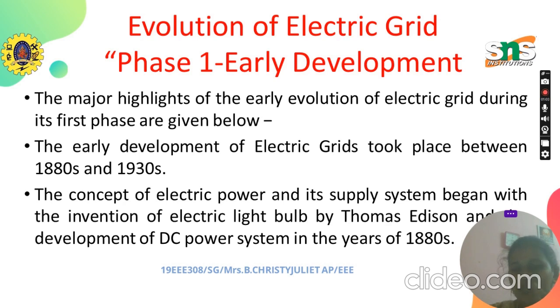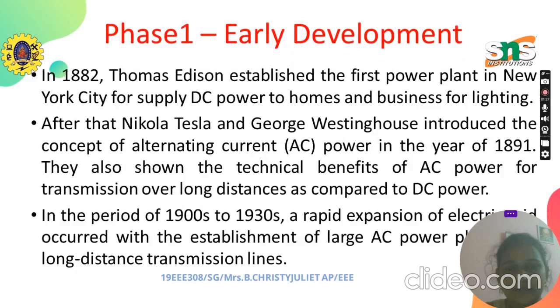Phase 1, which is the early development stage, took place between the 1880s and 1930s. The 1880s were the time when electricity was being discovered. The concept of electric power and its supply began with the invention of the electric bulb by Thomas Alva Edison and the development of the DC power system in the 1880s. In 1882, Thomas Edison established the first power plant in New York City for supplying DC power to homes and businesses for lighting. So he first installed a DC power plant to supply power to homes and businesses, industries.